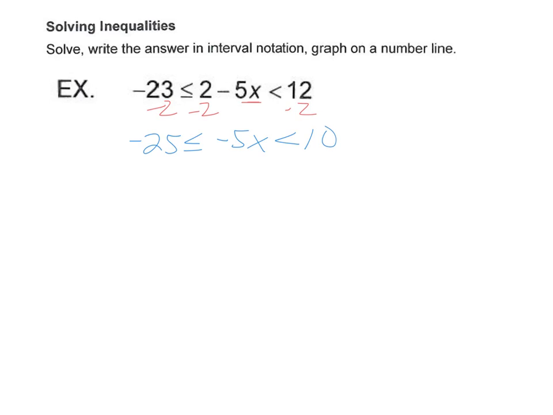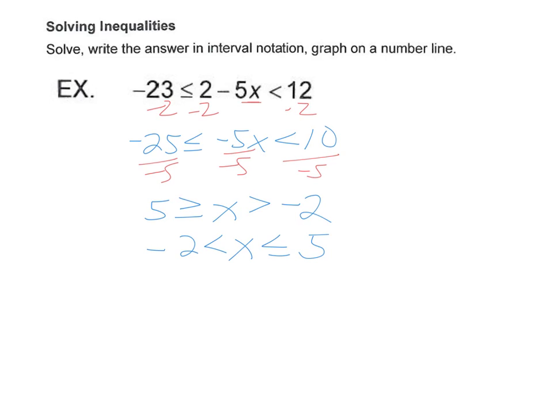Now we'll divide everything by -5. And remember, when you multiply or divide an inequality by a negative, the inequality symbols flip over. So now what we have is 5 greater than or equal to x greater than -2. And if we want to rearrange that from smallest to largest number, that would be -2 is less than x is less than or equal to 5.